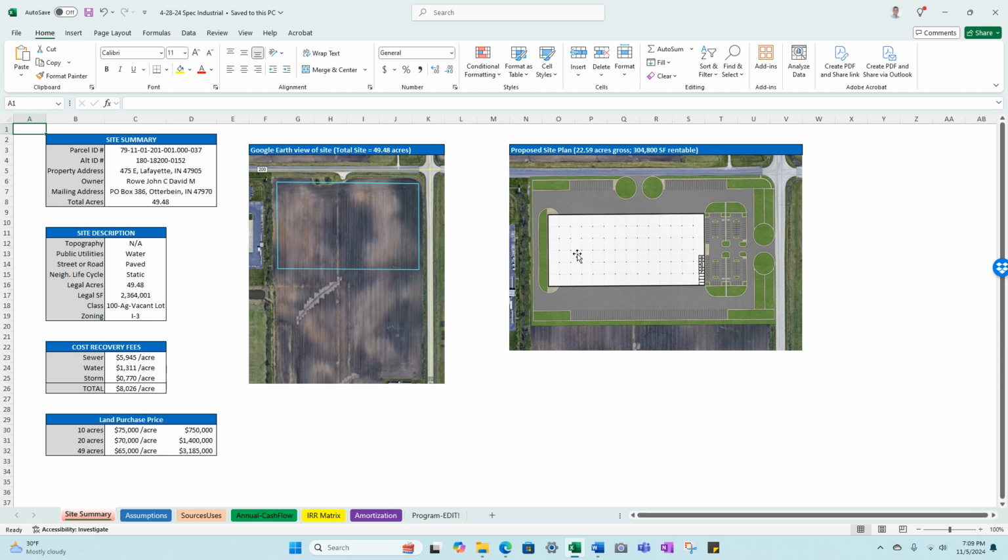Again, 22.59 acres, 305,000 square feet rentable. It's a cross dock, so there's docks on each side. And this just shows the site summary real quick: who the owner is, site description, cost recovery fees, and then the land purchase price. You were able to take down a total of 50 acres, but we're just modeling out this 22.59 parcel.